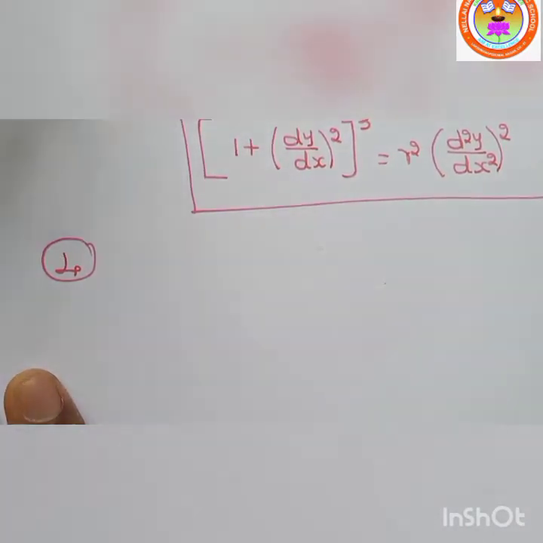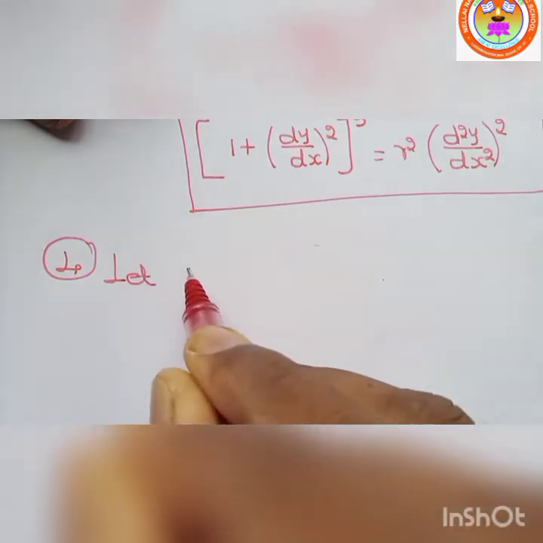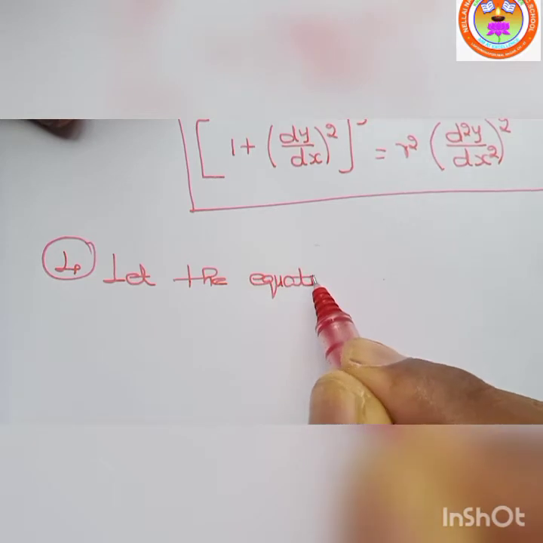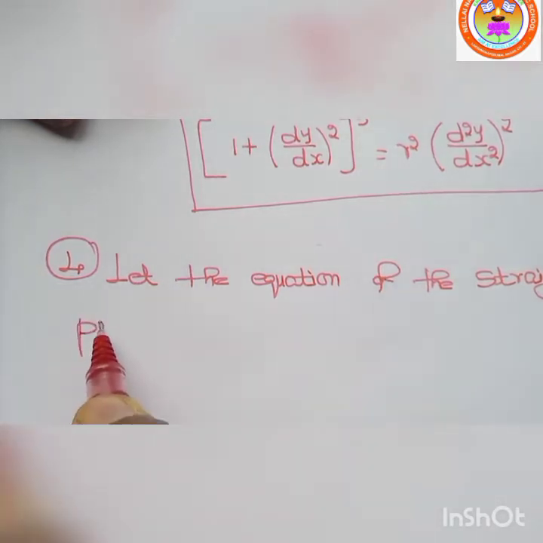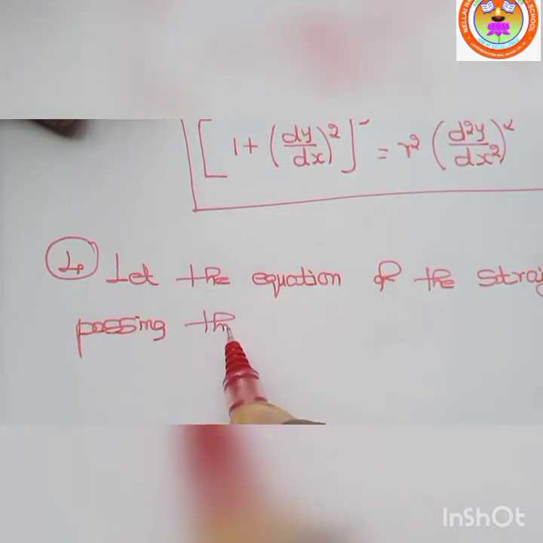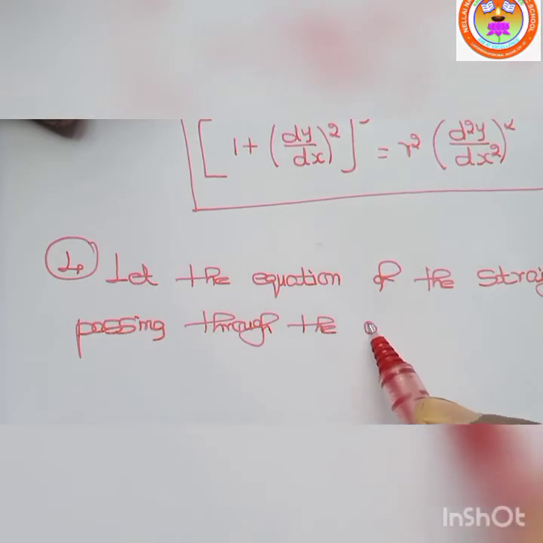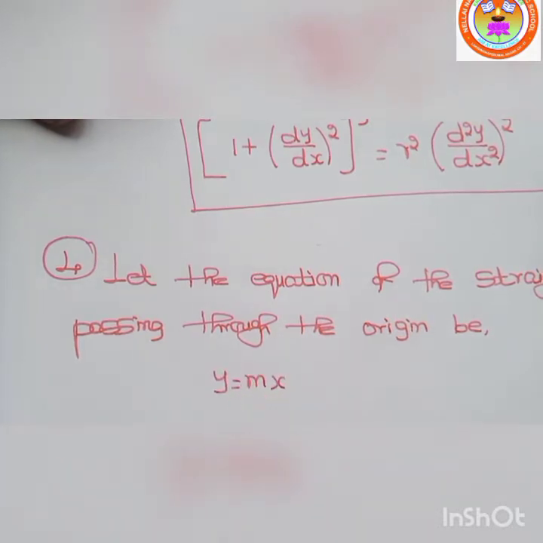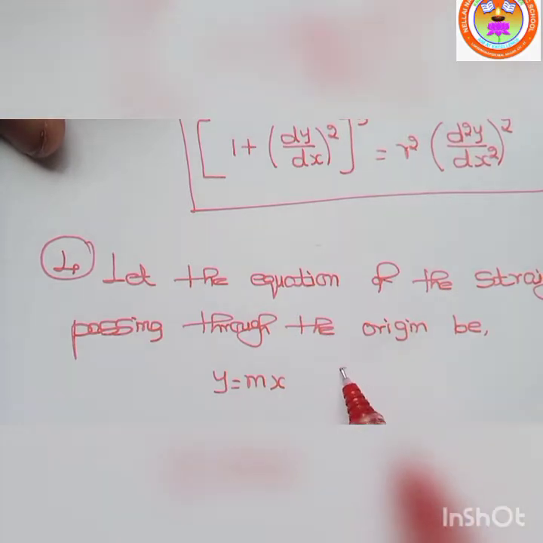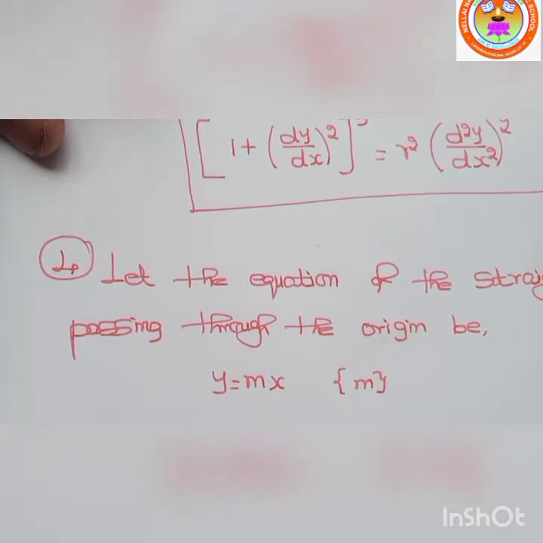So, question number four. Let the equation of the straight line be y equal to mx. Equation of the straight line passing through the origin, y equal to mx. Only one arbitrary constant is given. The concept is, with only one arbitrary constant, you differentiate one time. This is taken as equation number one.